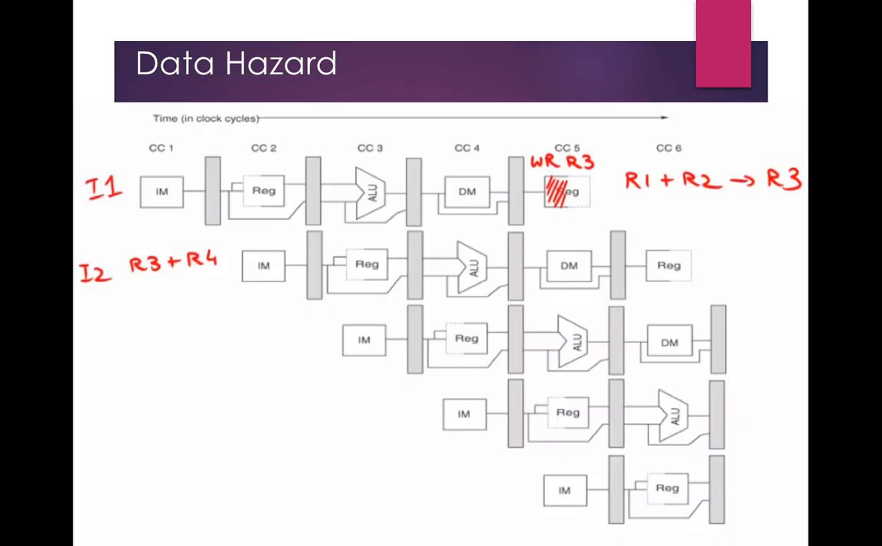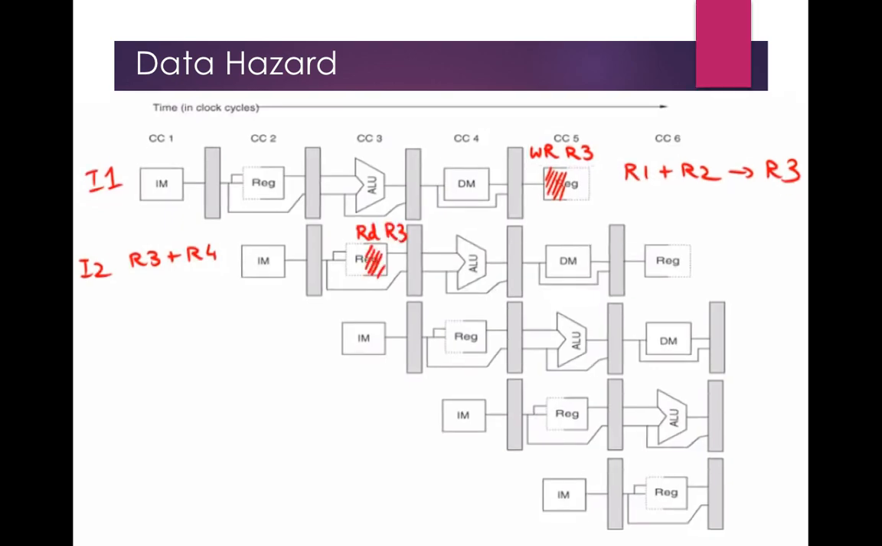The result of R3 is written only at clock cycle 5, but we fetch the operand R3 at clock cycle 3 itself for the second instruction. That leads to a hazard, because when a series of instructions is executed, once the first instruction computes R1 and R2 and stores the result into R3, that result has to be used by instruction 2. We can't provide the correct output of R1 plus R2; the un-updated information goes into the second instruction. That leads to a hazard.